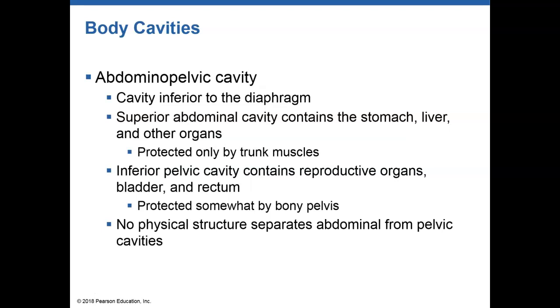The abdominal pelvic cavity is inferior to the diaphragm, and it doesn't have as many bones protecting it, but it does have a lot of muscles surrounding the cavity itself. The superior aspect of the abdominal pelvic cavity, also known as the abdominal cavity, houses our stomach, our liver, our kidneys, as well as some other organs, intestines. The inferior then contains a lot of our reproductive organs, our bladder, rectum, intestines again, and does have a little bit more protection than the abdominal cavity in that we have the pelvis, the pelvic bones do protect a little bit.